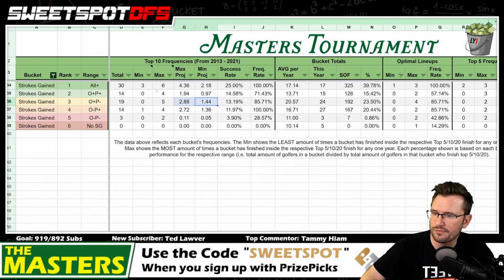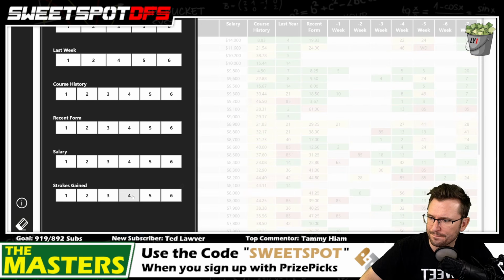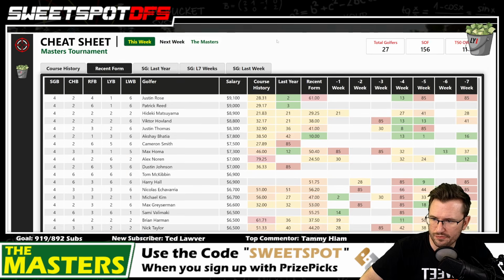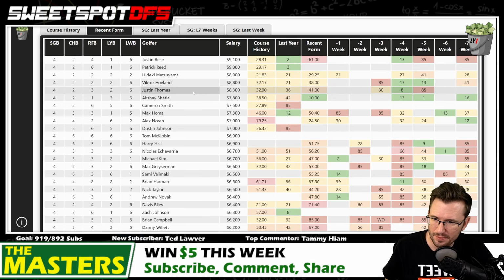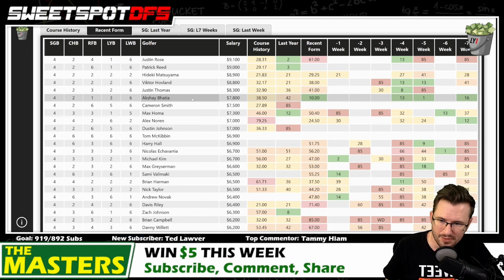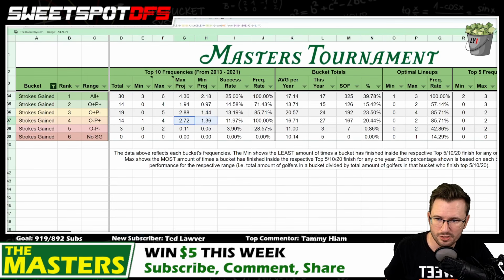Looking at strokes gained 4, that's also a 1 to 3. Strokes gained 4, we get Rose, Reed, Matsuyama, Hovland, Thomas, Bhatia. It's the same thing, guys. This is not a 1 to 3 bucket. This is a 0 to 3 bucket. Just looking at the golfers here, I do not want them.